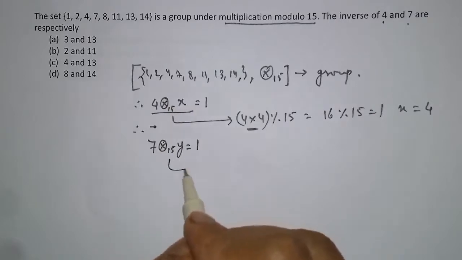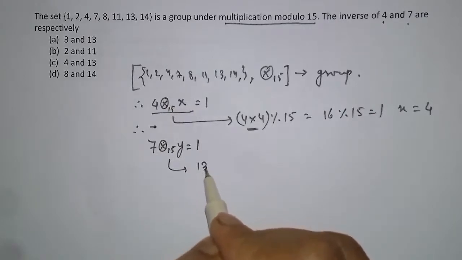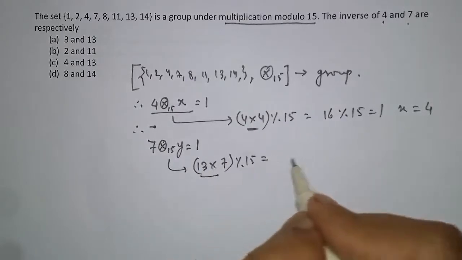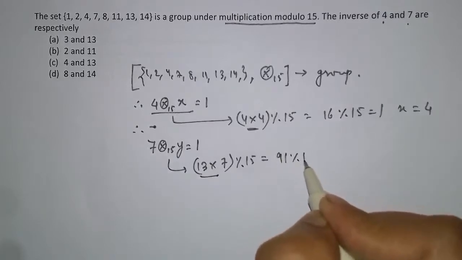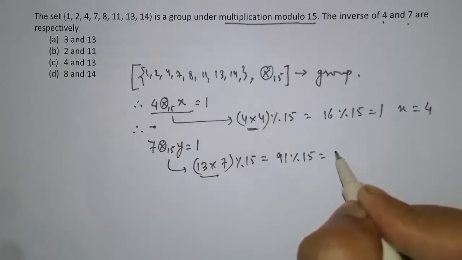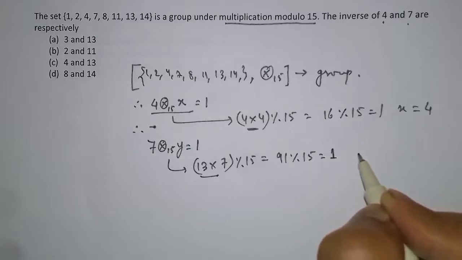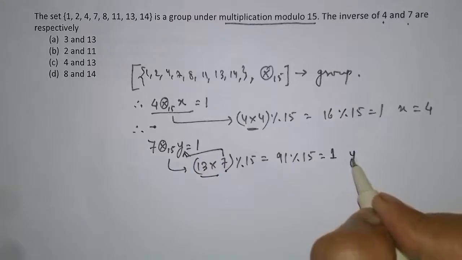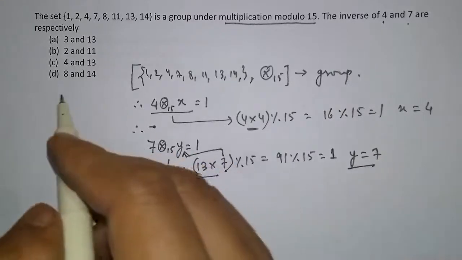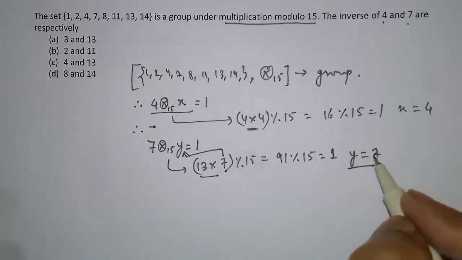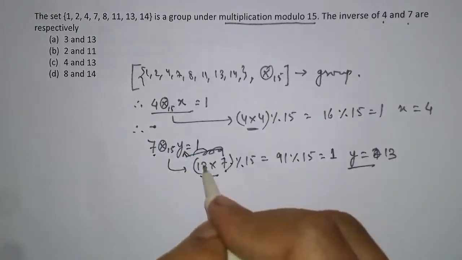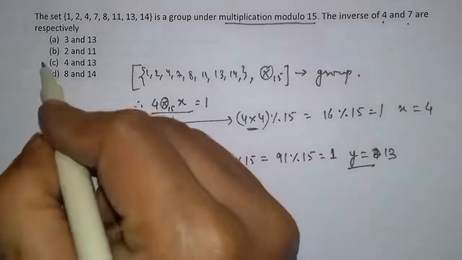Now if 13 is multiplied with 7 modulus 15, 13 times 7 is 91, and 15 times 6 is 90, so the remainder is 1. Hence the value of y is 7. No, sorry, it is 13. 7 is this one, so y is 13. Answer is C.